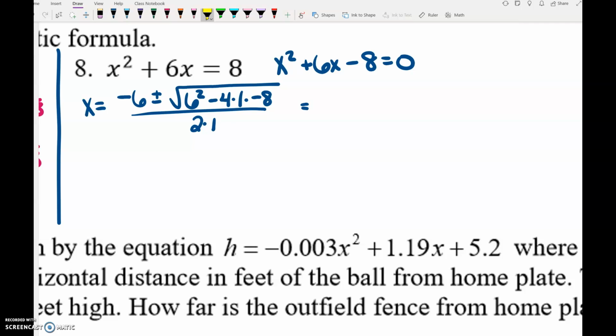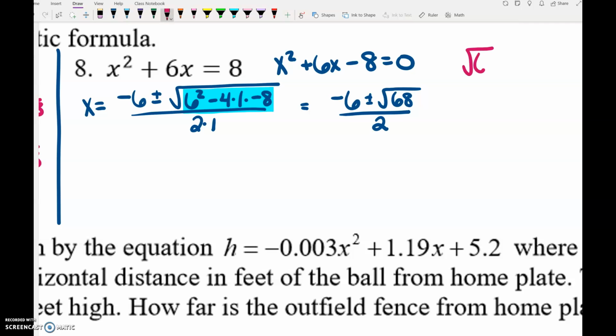Again, just do the stuff underneath. I don't like that highlighter because it's too big. Just do the stuff underneath the radical. Do not put the square root into your calculator. 6 squared minus 4 times 1 times negative 8 is positive 68. So we have negative 6 plus or minus the square root of 68 over 2.